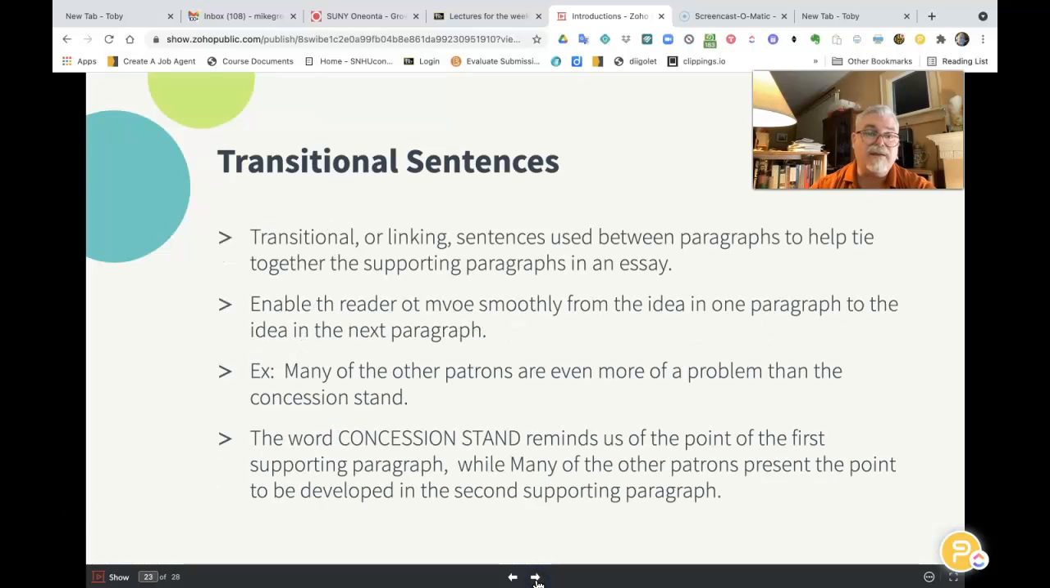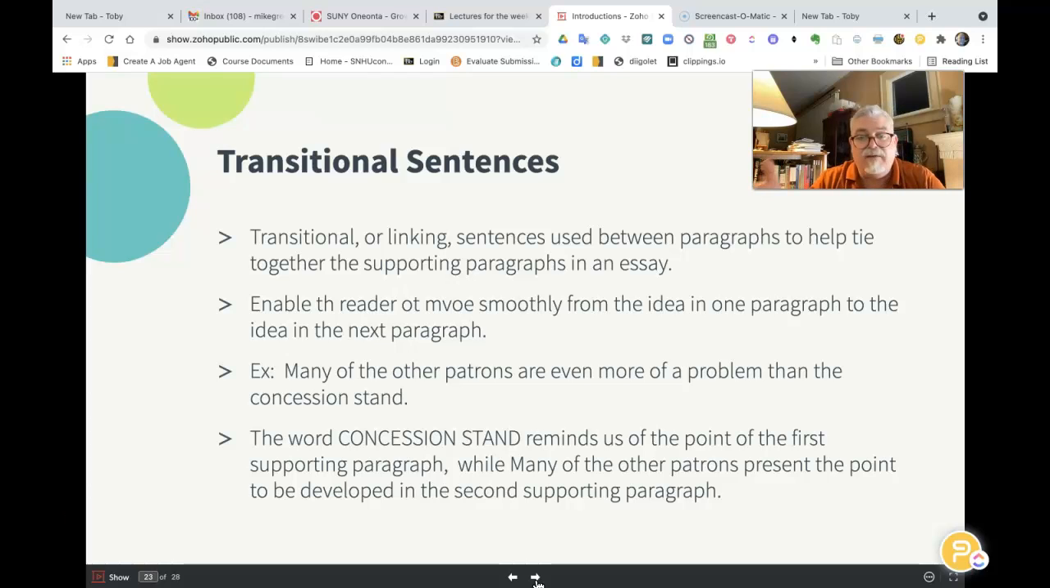Transitional sentences. These are sentences that link between paragraphs. They try to tie things together. This is important because it enables the reader to move from one idea in one paragraph to another idea in the next paragraph, which is what you really want to go for. And it's kind of important too.